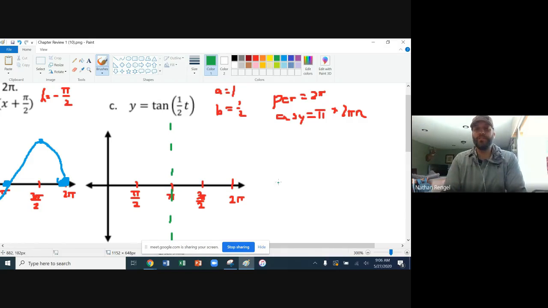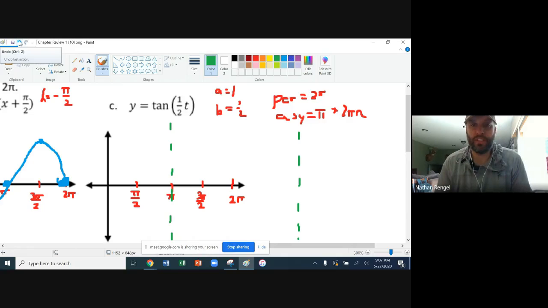Okay, and then our period is 2 pi. So the next asymptote wouldn't be till over here at 3 pi. We don't have enough because we're only graphing from 0 to 2 pi on the theta axis. So we don't have enough to get to that asymptote. So we're just going to graph the curve now between there.